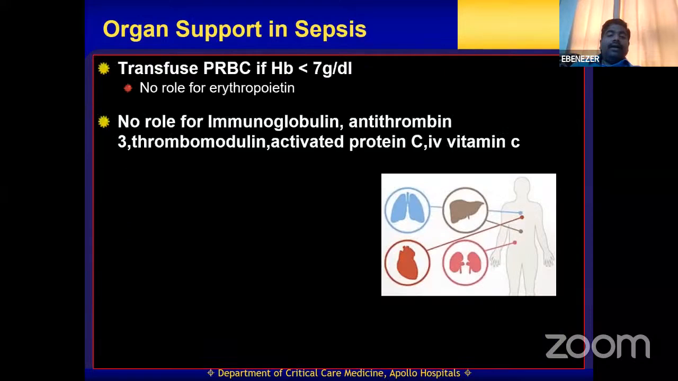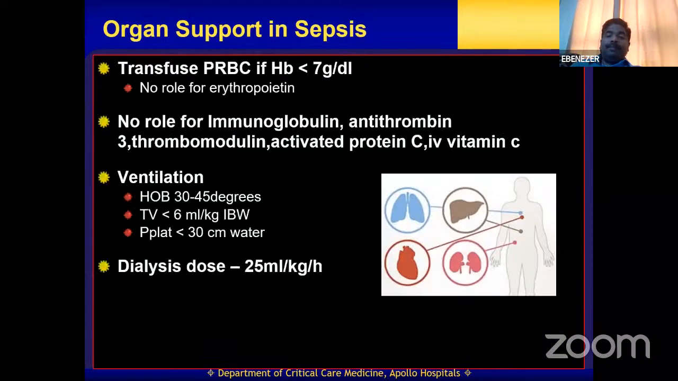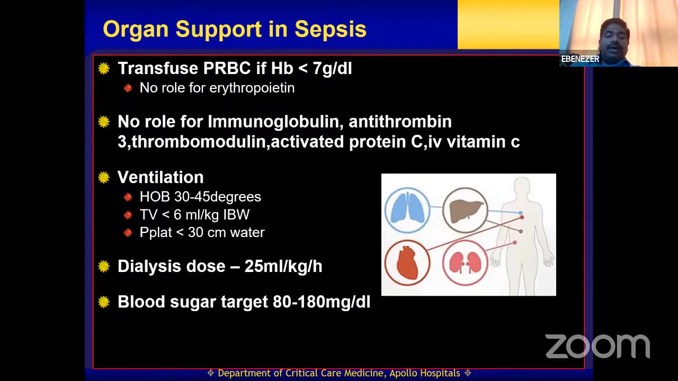Okay. And any other thing, for example, absolutely there is no role for immunoglobulin. Okay. All these experimental therapies absolutely have no role. IV vitamin C. Okay. Last few years, people have been using IV vitamin C right and left. The new guidelines are very, very clear. IV vitamin C, they're against it. They have taken it away.